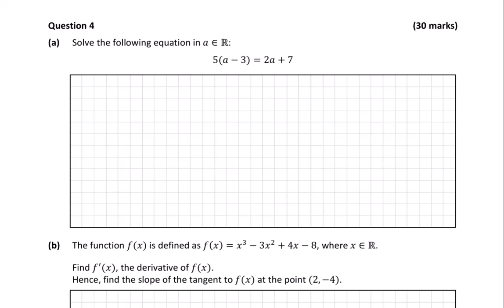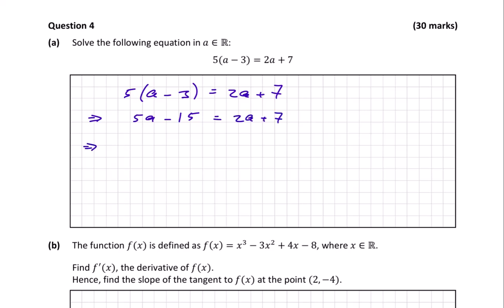Solve the following equation. 5a minus 3 is equal to 2a plus 7. Okay, so let's just write that down. So we have 5 times a minus 3 is equal to 2a plus 7. Multiply them out. So 5 times a is 5a, 5 times minus 3 is minus 15, and that's 2a plus 7 on the right-hand side.